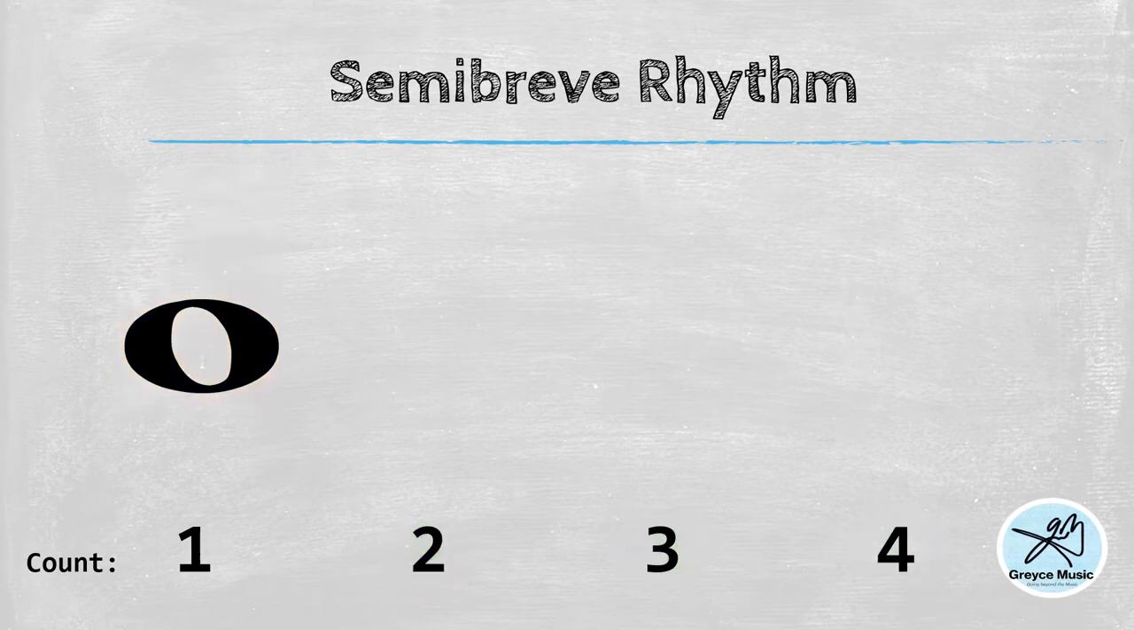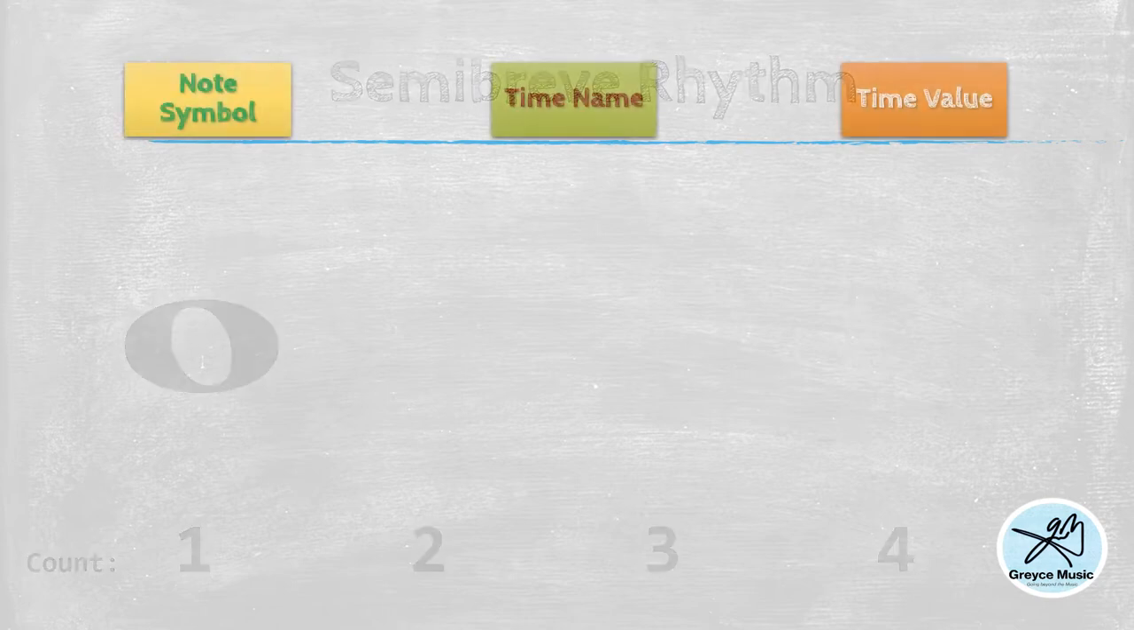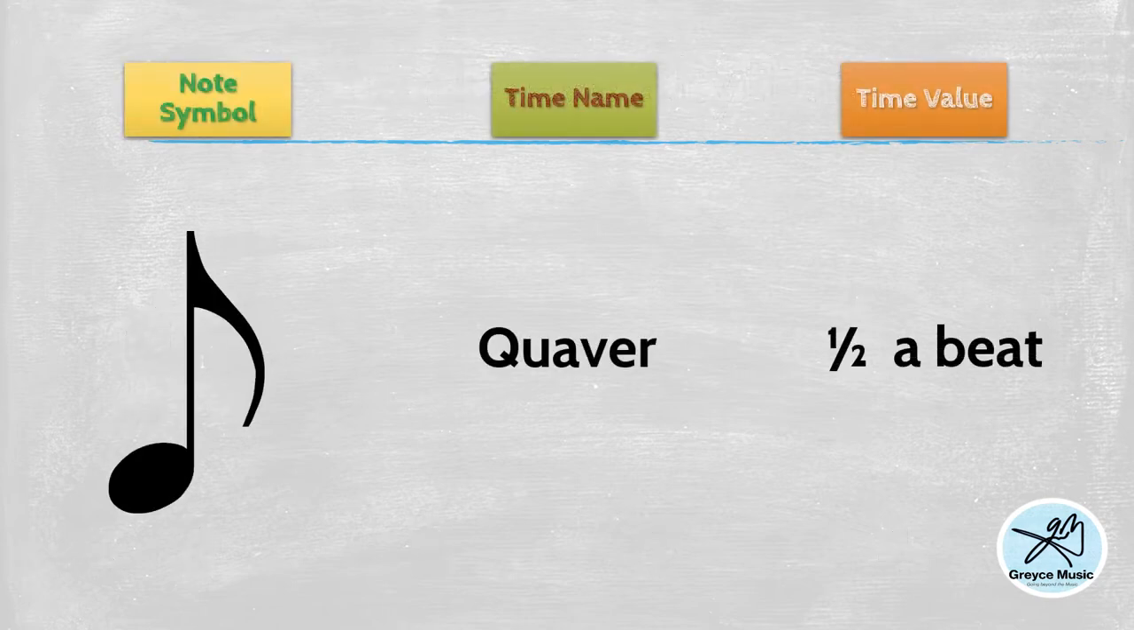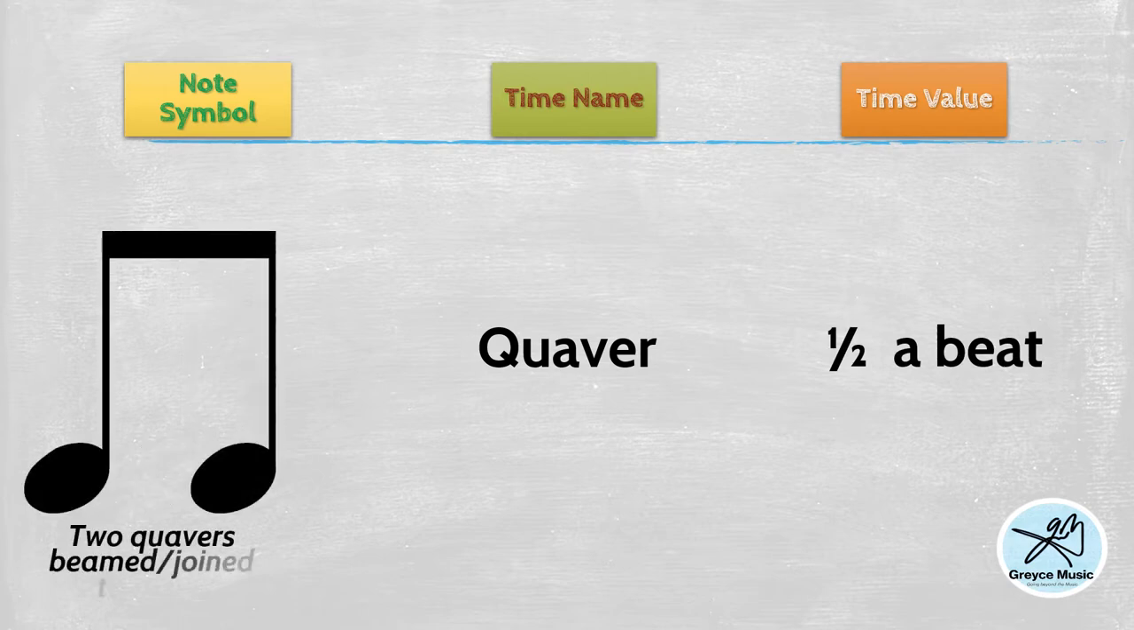You've heard a rather long note, and now I'll show you a shorter time name called the quaver. This is its note symbol. The quaver is a short sound and lasts for half of a beat. Sometimes you may see 2 or more quavers being joined together like this. It does not change its time value. Each quaver is worth half a beat and is played separately.